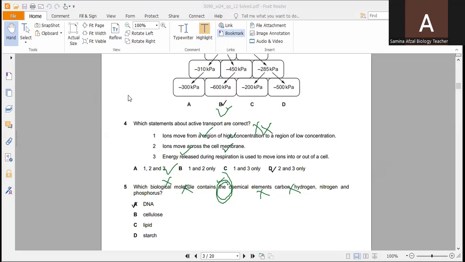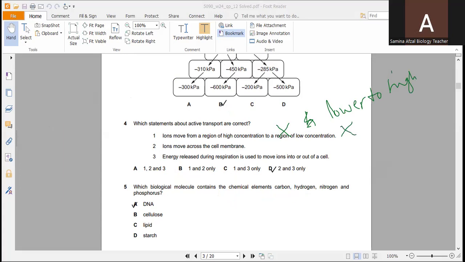Next question. Which statements about active transports are correct? Ions move from a region of higher concentration to a region of lower concentration? No. They move from a region of lower to higher concentration. So this statement is not correct.